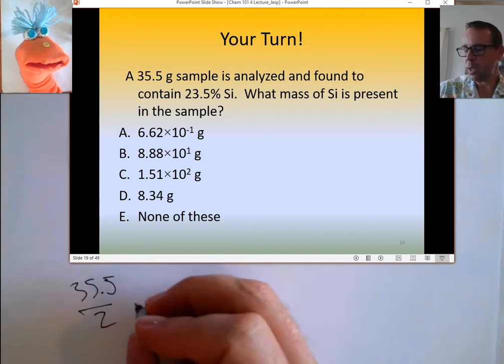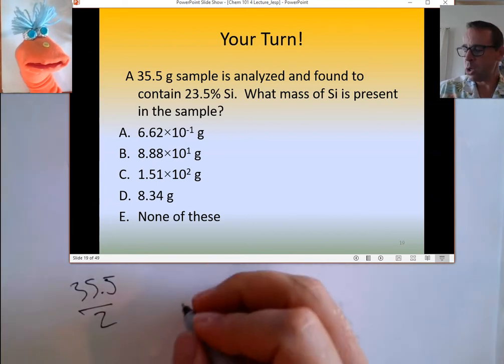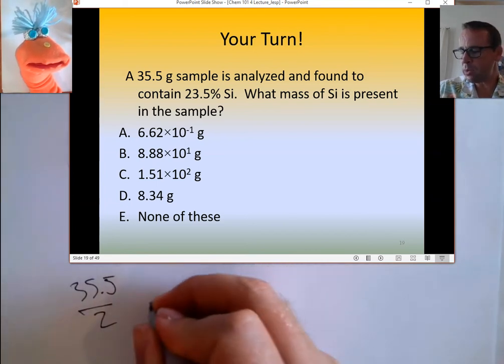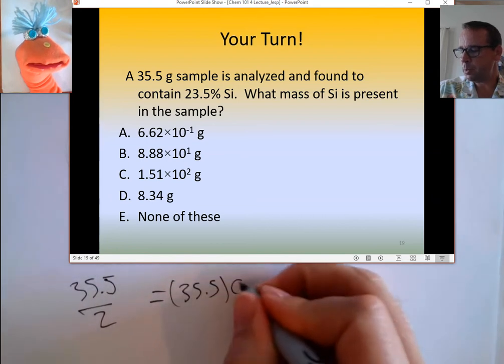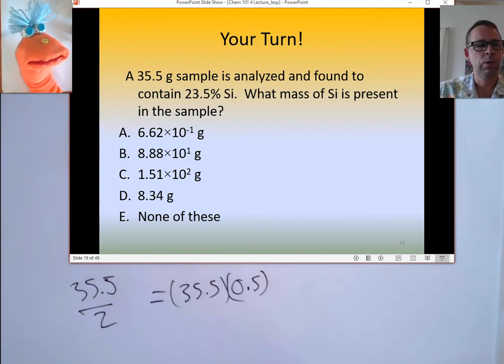Okay, good. That would be half of 35.5. Could you also take 35.5? Is it the same as if you multiply it by 0.5? Yeah. Multiplying by 2 is the same as dividing by a half, which is 0.5. Okay, very good. Some old math tricks we learned there.